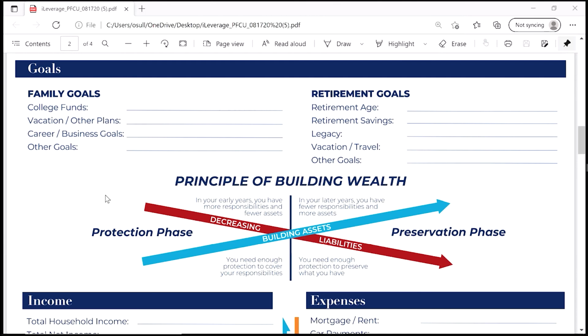Any vacations, or what fun stuff do you have planned? What are your next one to five years, or your long-term goals? Any type of career or business goals, other goals? How about retirement? What age are you thinking about retiring? What are you planning for there? What do you have going on for savings there? How about a legacy that you're leaving for your family? That type of stuff. Any big vacations, travel plans, things like that.